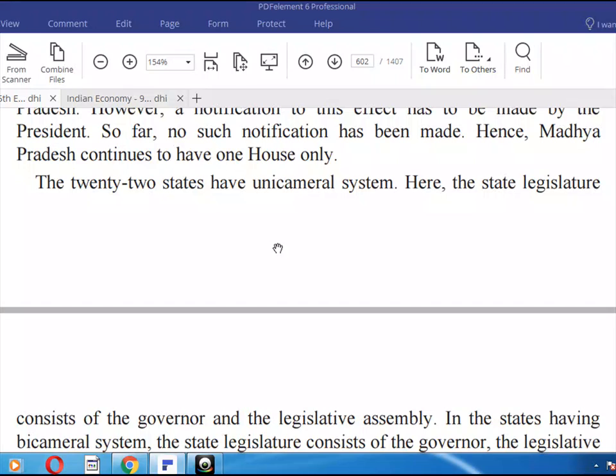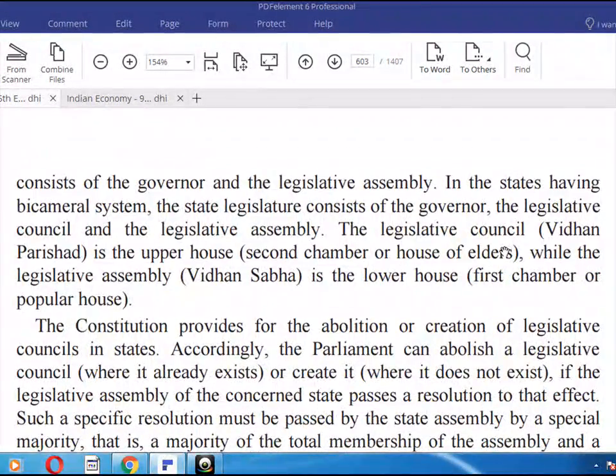22 states have a unicameral system. Here the state legislature consists of the governor and the state legislative assembly. In the states having a bicameral system, the state legislature consists of the governor, the legislative council, and the legislative assembly. The Legislative Council, Vidhan Parishad, is the upper house, the second chamber or house of elders. The Legislative Assembly, Vidhan Sabha, is the lower house, the first chamber or popular house.